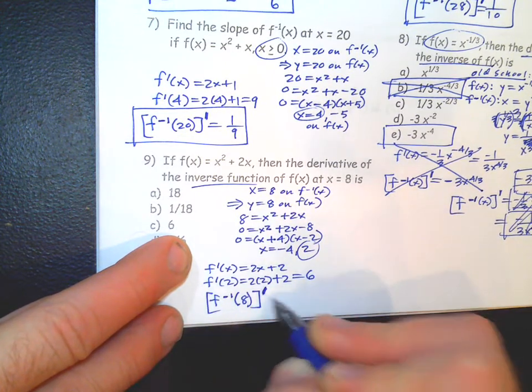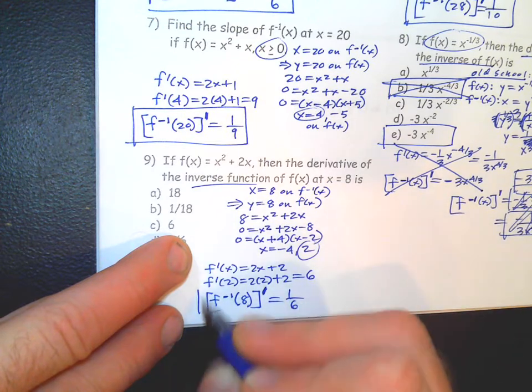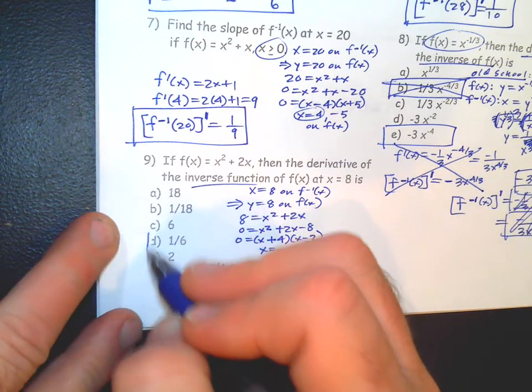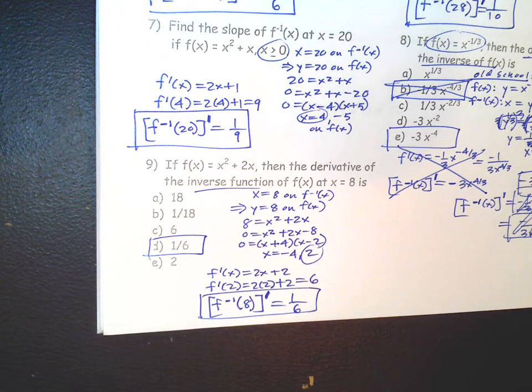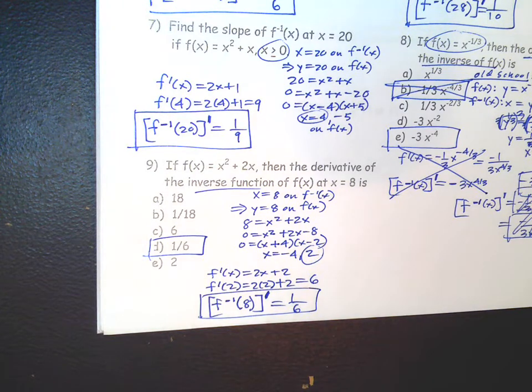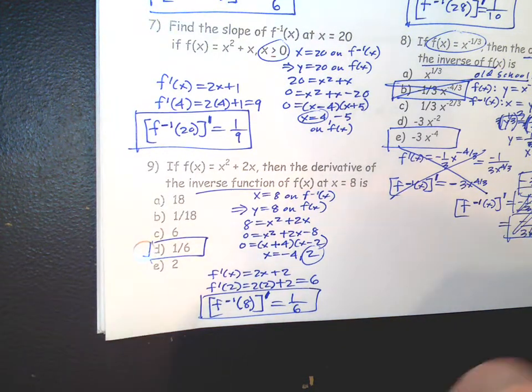So the derivative of the inverse function at x equals 8 that corresponds to that point is just going to be that slope flipped upside down. So that's how you do it. It's the best way to do it. Got a couple more of that.